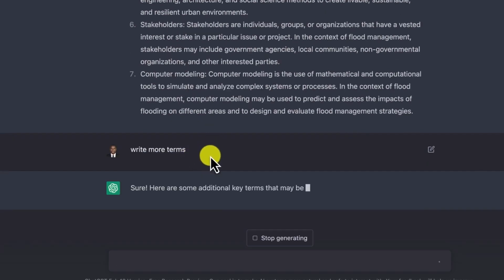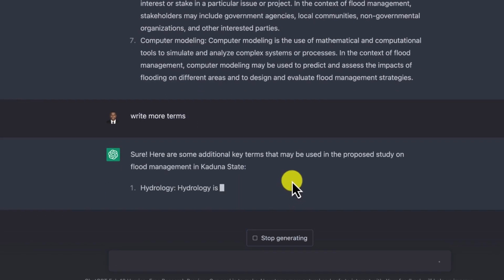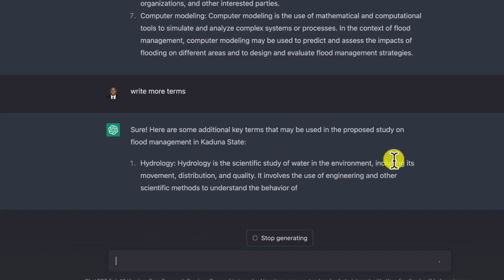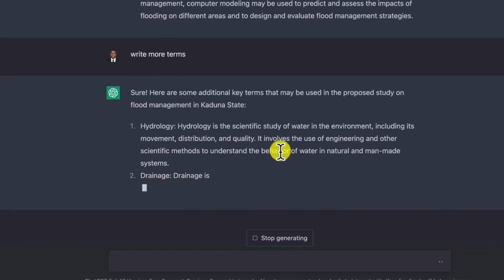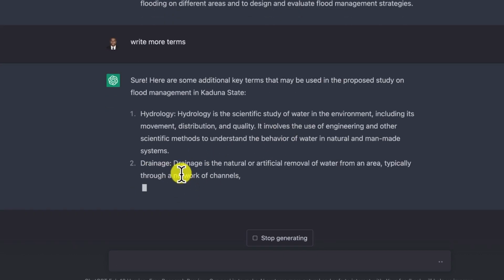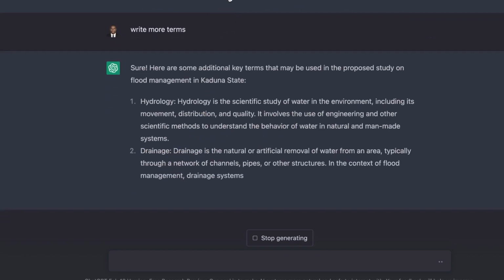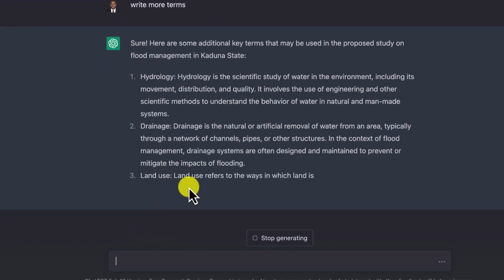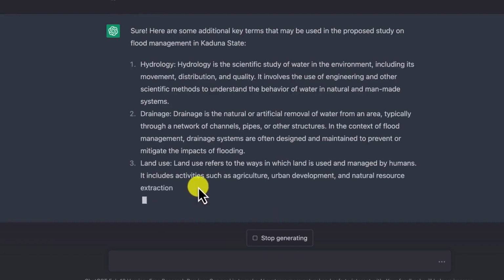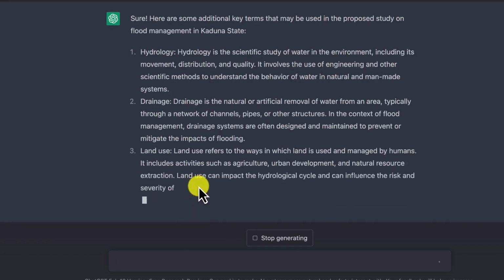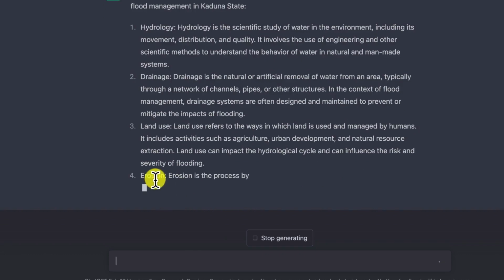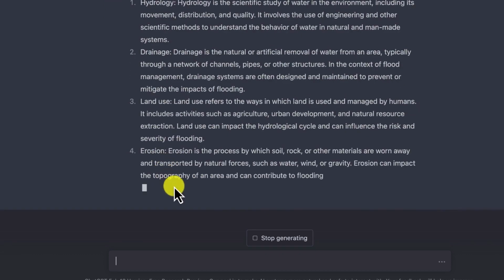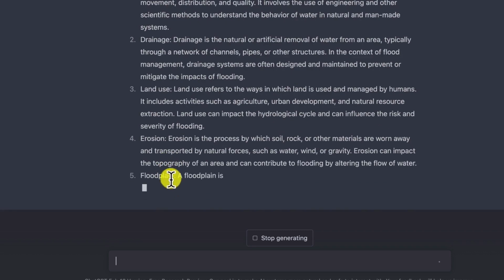Sure, here are some more additional terms that may be used in this study. Hydrology. Okay, so hydrology is the scientific study of water in the environment, including its movement, distribution, and quality. You can see drainage is giving you more detail in the definition of terms. Okay, so for anyone who is not in the field, you see land use, you have the definition, and others as well. You can keep asking it to write more. Erosion, these are terms that can result from flooding that we are considering for today. So you can see erosion, you can see floodplain.